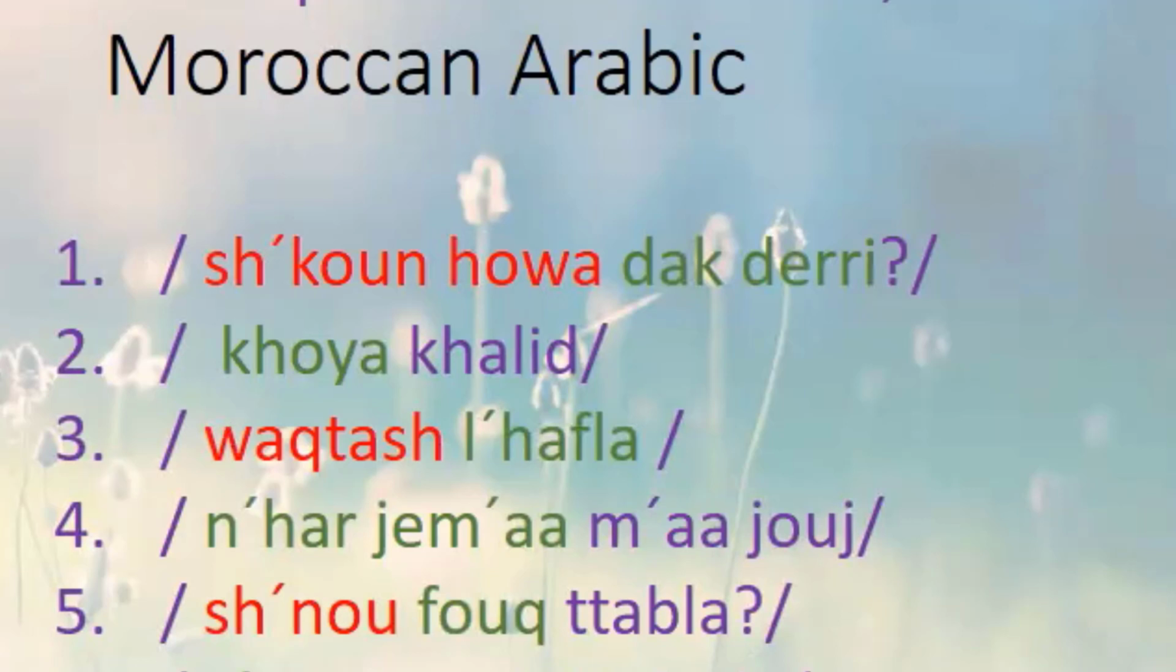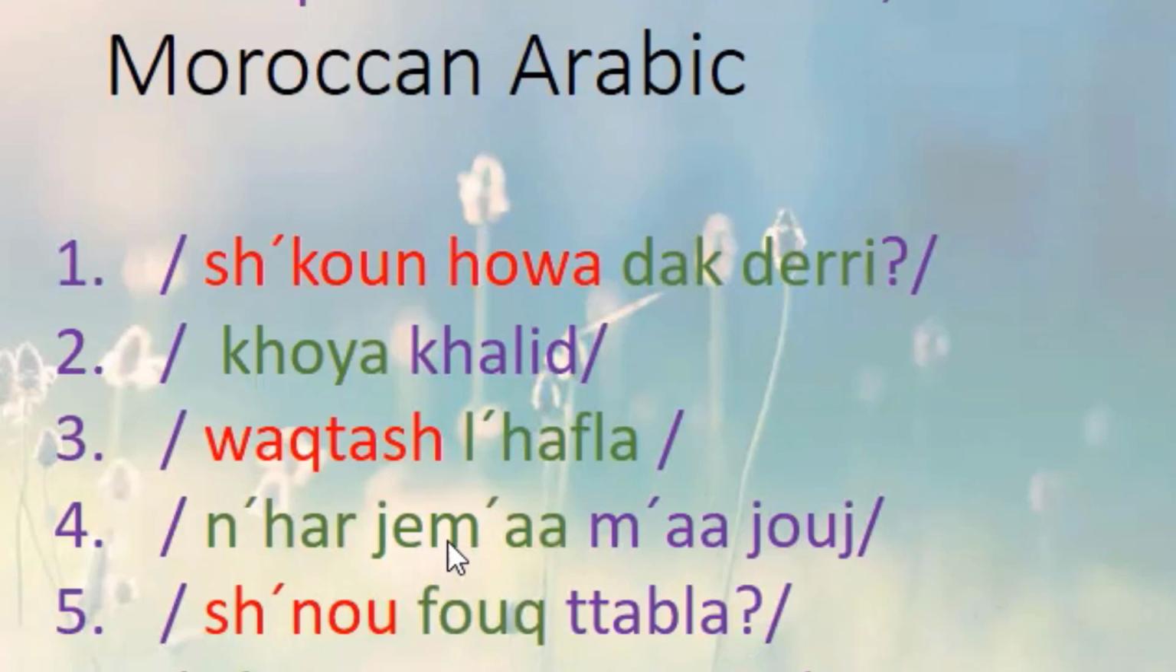All right. Now let's go to number 3. When is the party? وقتاش الحفلة؟ So the party is الحفلة. When is وقتاش؟ وقتاش الحفلة؟ All right, let's go to number 4. On Friday at 2 o'clock. نهار الجمعة. So Friday is جمعة.